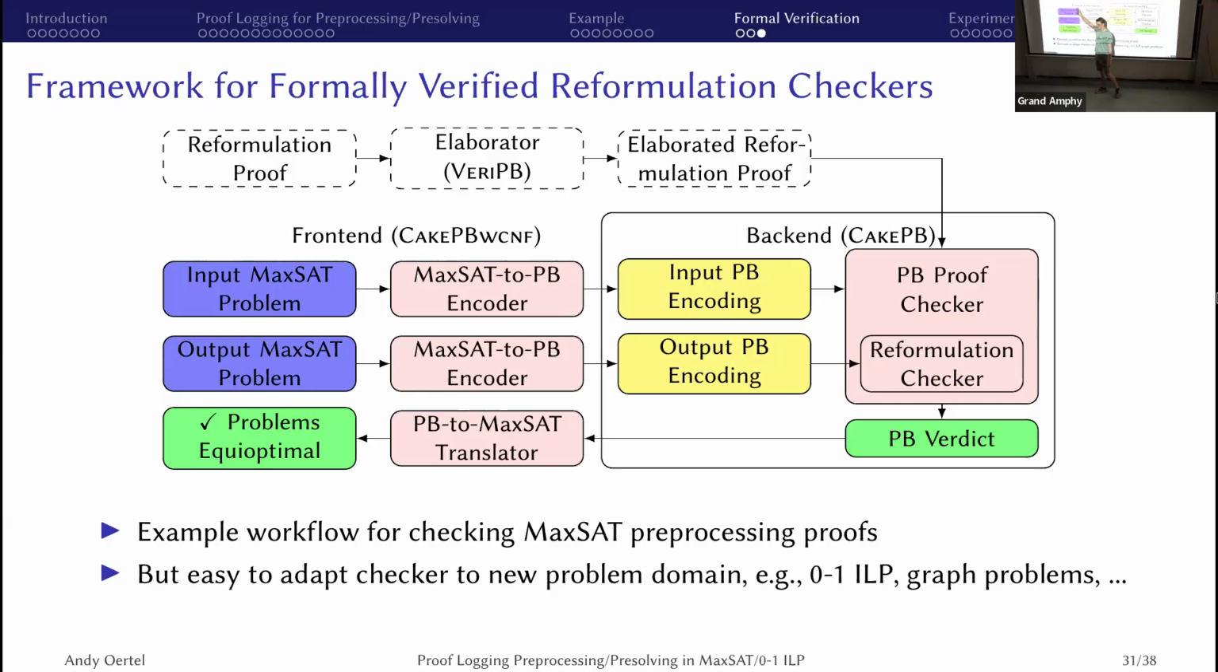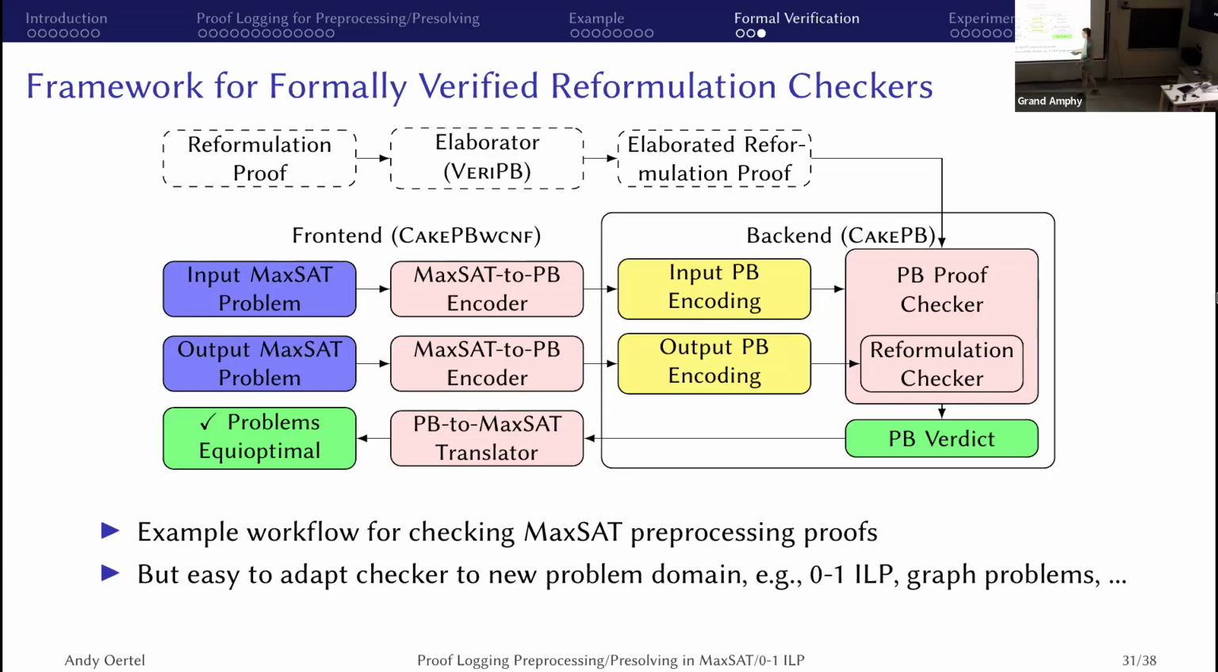And what the formally verified checker does is it first encodes the original problem, here for example MaxSAT, into PB, and it also encodes the output problem, like the one returned by the preprocessor, into PB. And then all the reasoning and all the complicated stuff is done in pseudo-Boolean reasoning, by this back end. And then at the end, we check that the problem at the end of the proof is equivalent to the output problem, and we return yes, it has the same optimal value, or not, right? We give out an error.